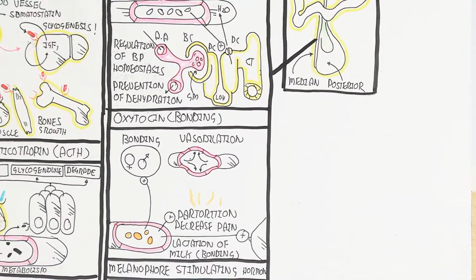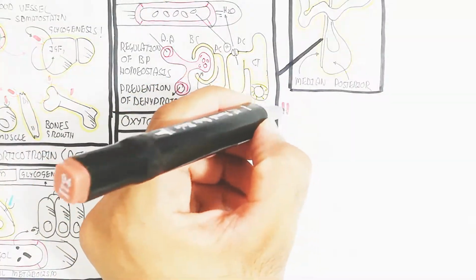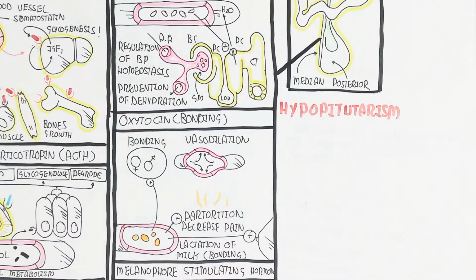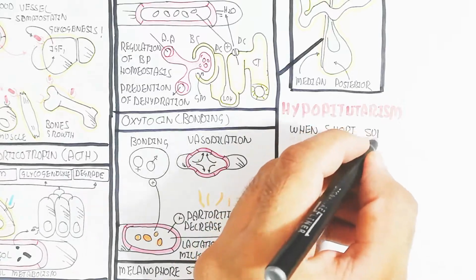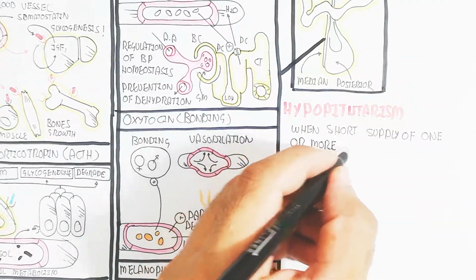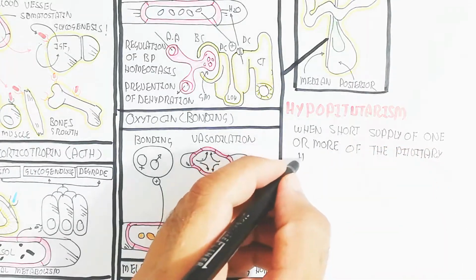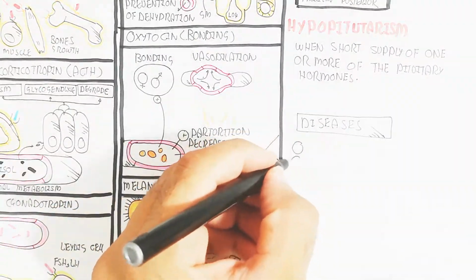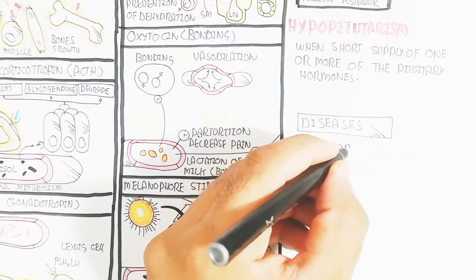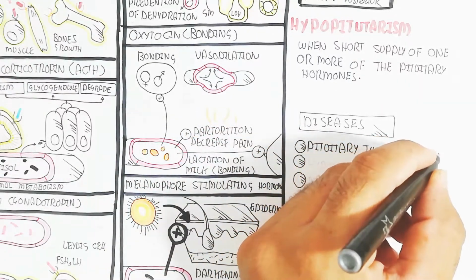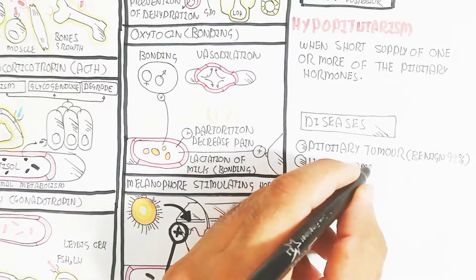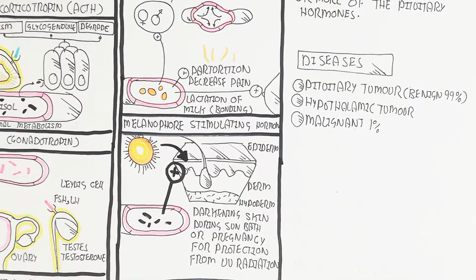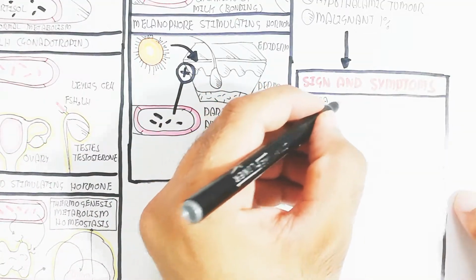On the other hand, some problems can arise due to pituitary gland problems. Hypopituitarism is known as a short supply of one or more of the pituitary hormones, when damage to the pituitary gland due to different complications leads to several processes and complications. Let's begin to understand the diseases of the pituitary gland. There can be a pituitary tumor: 99% are benign, while 1% are malignant. And there can be a hypothalamic tumor, because the hypothalamus is very important for triggering the pituitary gland. If the hypothalamus does not work, the pituitary gland obviously will not work.